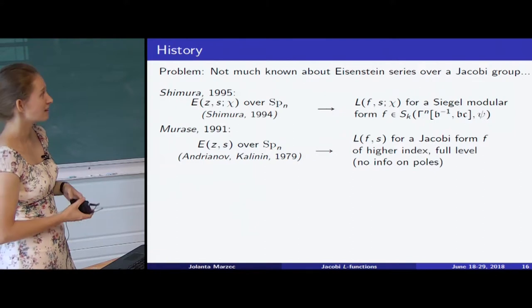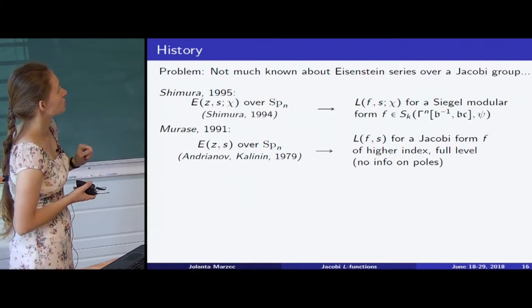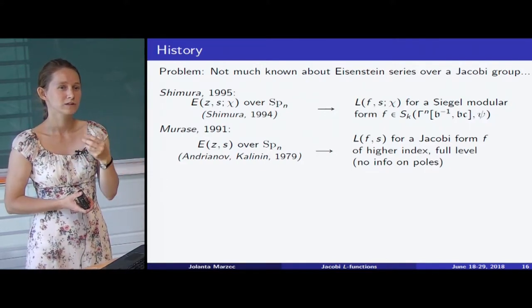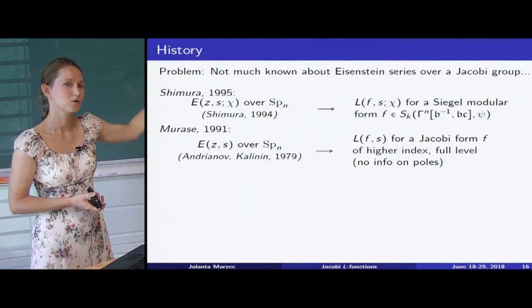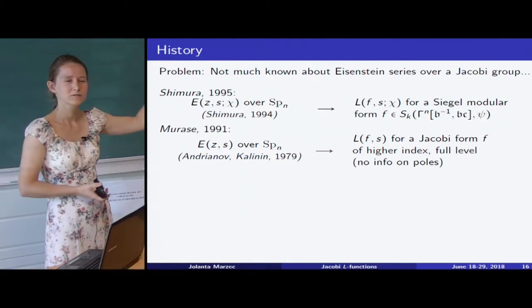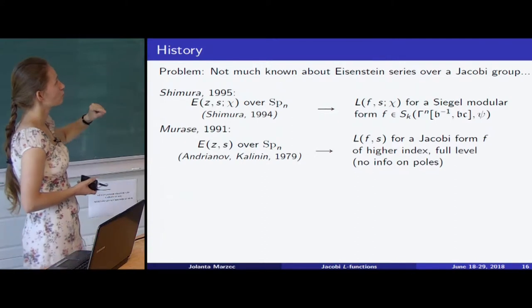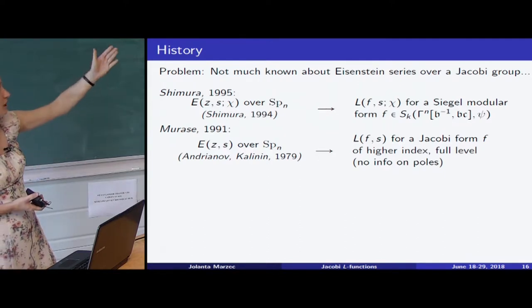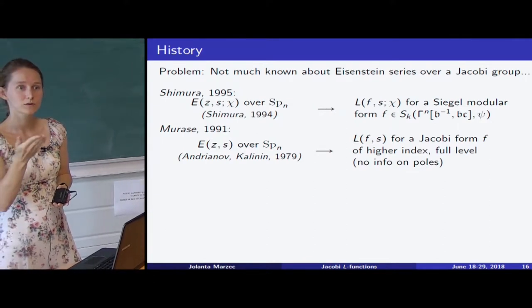But actually, the first person who was able to say something about the L function associated to a Jacobi form was Murase. He also used a doubling method, but his idea was different. Ours is more modeled on the method of Garrett. He really used the Piatetski-Shapiro and Rallis approach. So he embedded the same Jacobi groups, but into a symplectic group. Because of this, he already knew the information on Eisenstein series defined over the symplectic group, and then could push it farther to get information on the L function, to get its meromorphic continuation for the L function associated to Jacobi forms of higher index. But then the Jacobi forms were just invariant by the full Jacobi group.